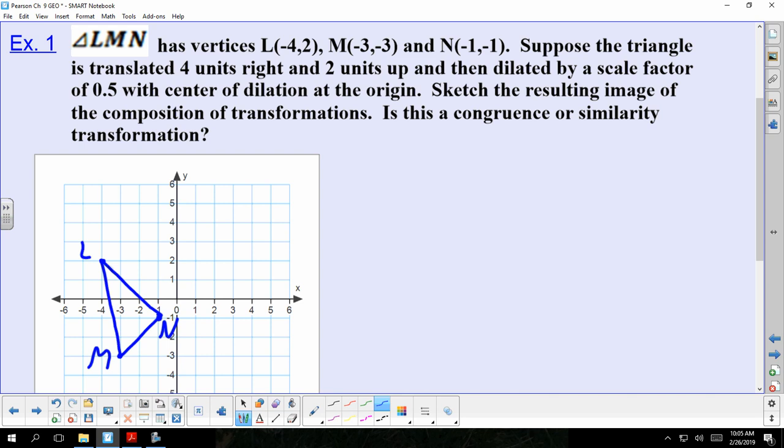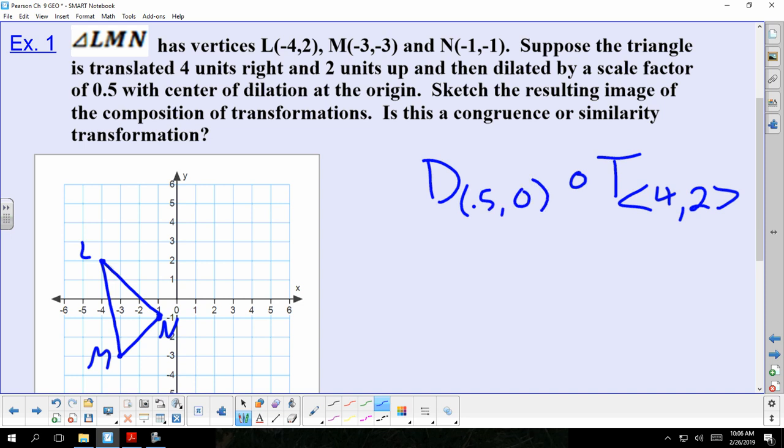Suppose the triangle is translated 4 units right and 2 units up, and then dilated by a scale factor of 0.5. All right, so remember, we go right to left whenever I'm doing compositions. So we're going to start with our big T. I'm going to write it just like this. And it's translated 4 units to the right, so that's a +4. And then 2 units up, +2. And then our composition, and dilated by a scale factor of 0.5 centered at the origin.